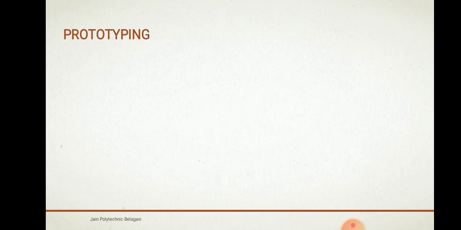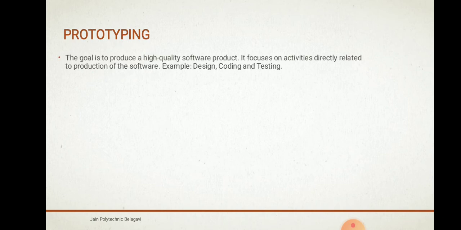Now what is prototyping? The goal is to produce a high quality software product. It focuses on activities directly related to the production of software. So always the goal of the prototype is to produce a high quality software product. Examples here are design, coding and testing.